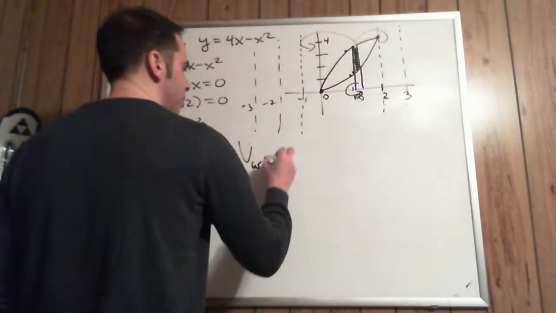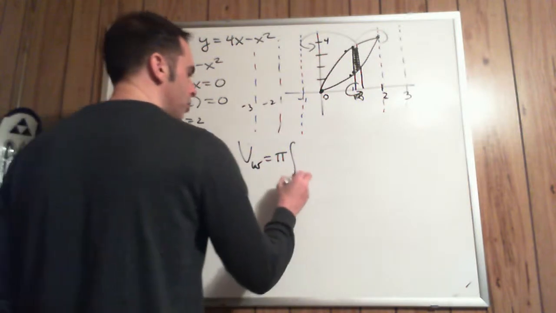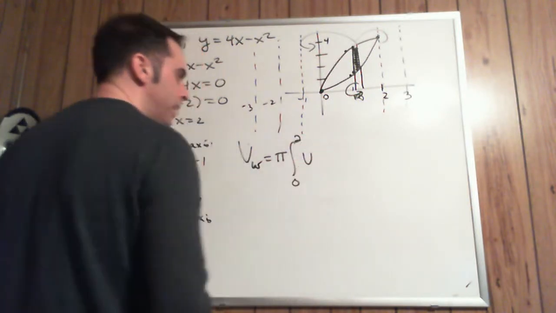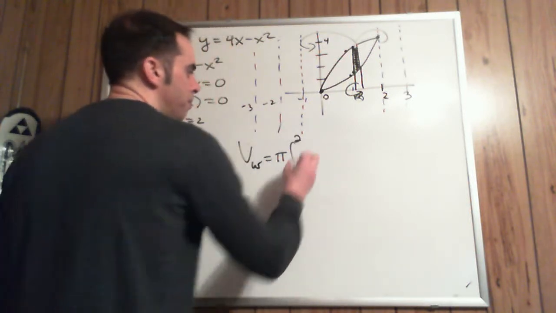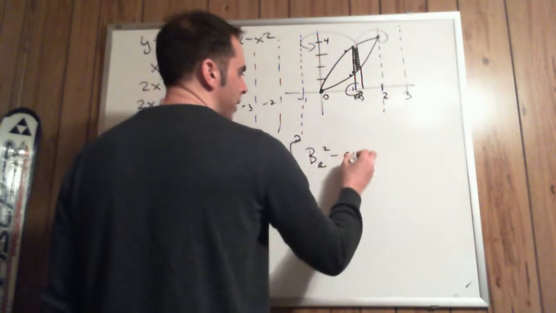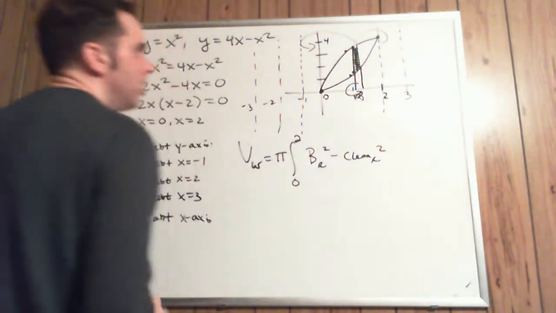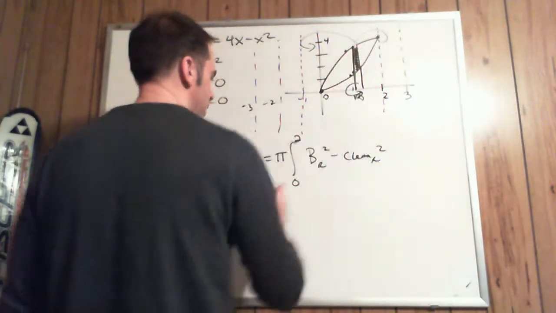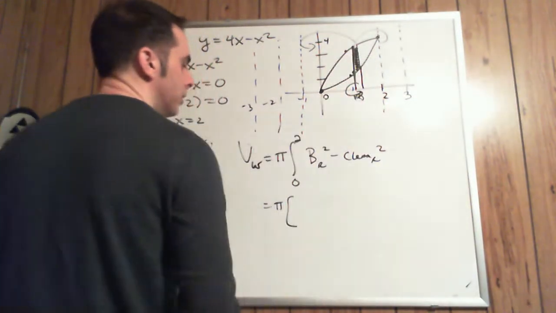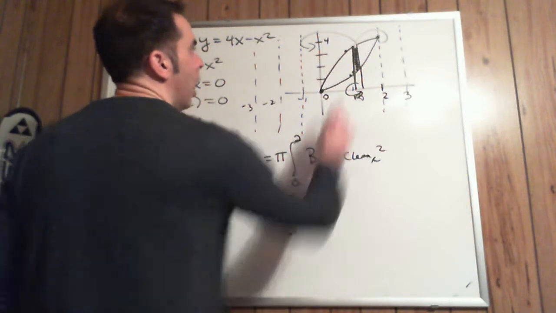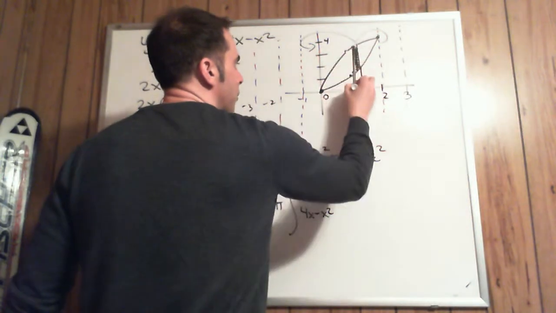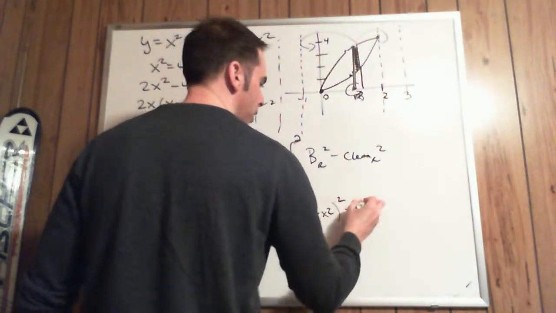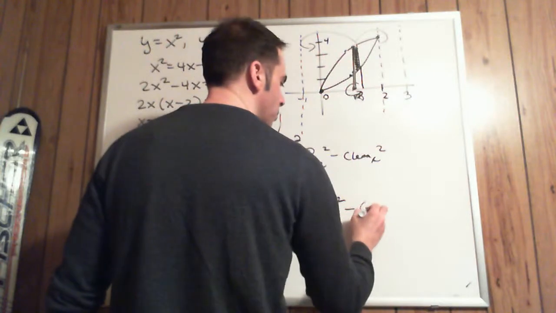So volume by washer would be pi times the definite integral from 0 to 2. It's the big radius squared minus the clear radius squared. So the big radius is the length of the rectangle from here to here. So this would be 4x minus x squared minus 0 squared minus the clear piece, which would be x squared dx from 0 to 2.